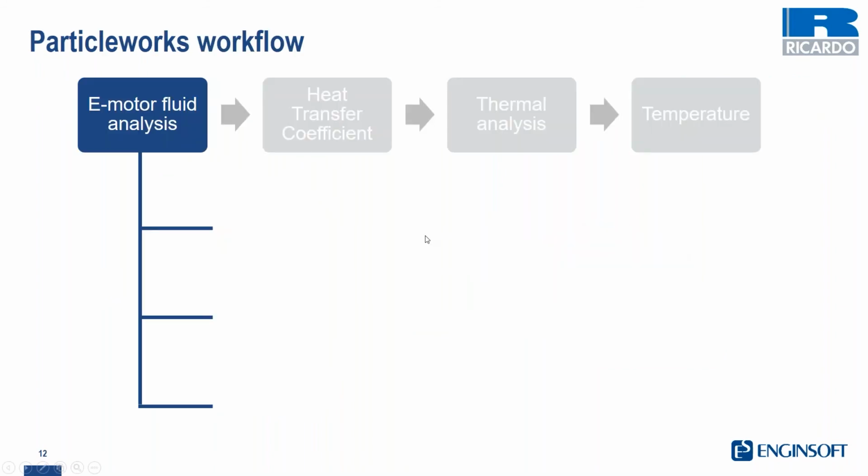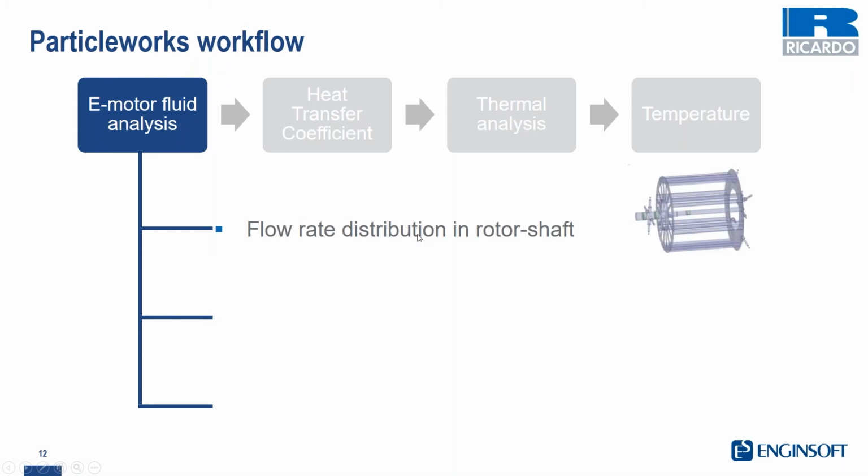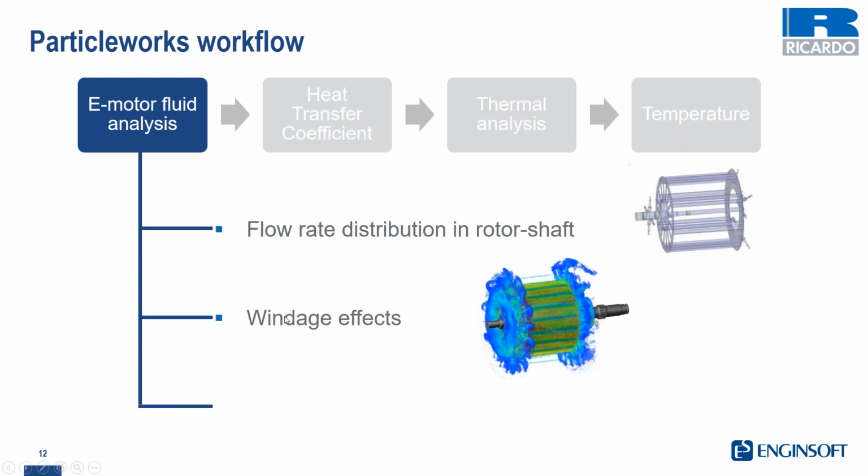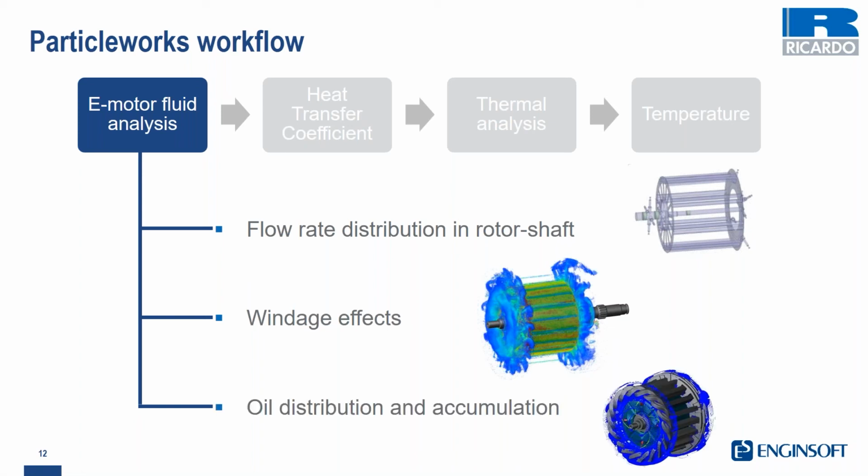And this is a summary of the workflow. The first step was to run 3 CFD simulations. The first one to calculate the flow rate distribution in the rotor shaft. This is the system seen from the fluid volume. The second step was to calculate the windage effects when you have 10, 16, 20 RPM. It's important to account for the windage effects, the air influence on the oil flow. And the third part was the real oil distribution calculation, the jet impingement on the windings, and the heat transfer coefficient calculation.